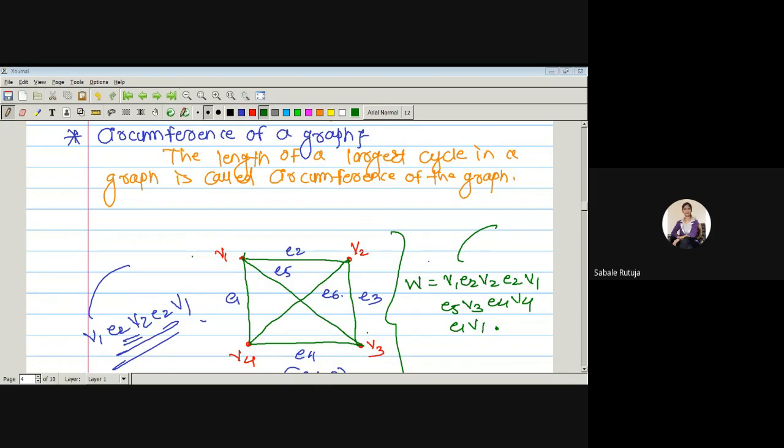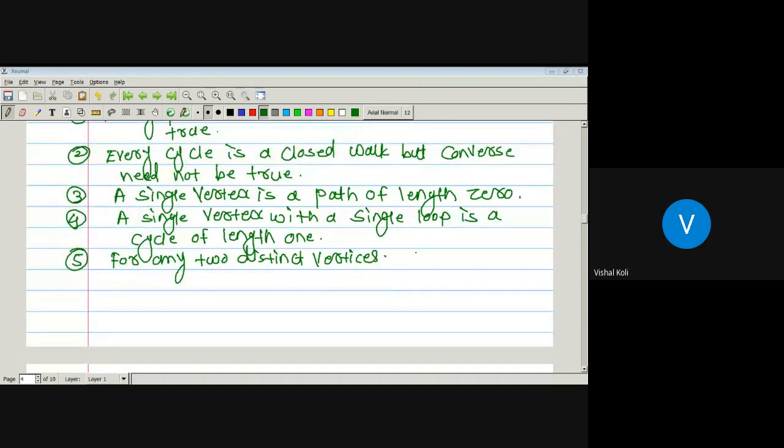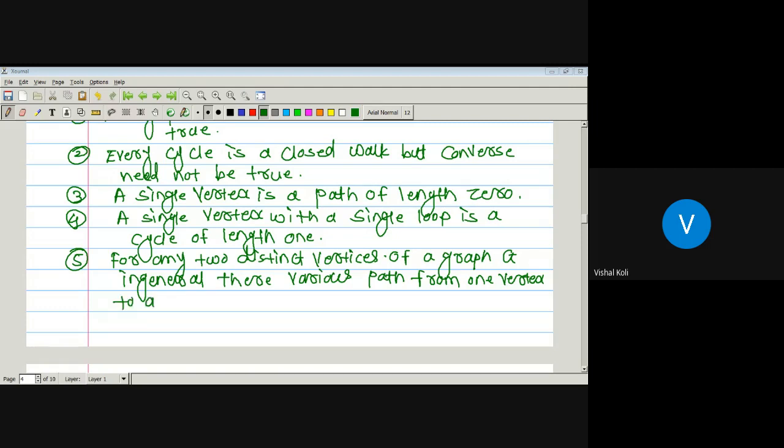More than 1, obviously. So for any two distinct vertices of a graph G, in general, there are various paths from one vertex to another vertex of various lengths.